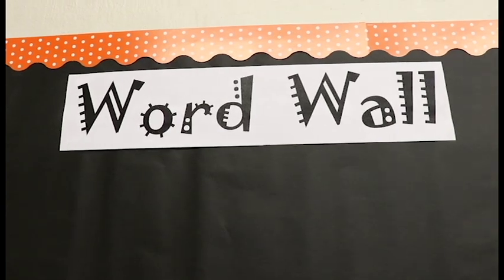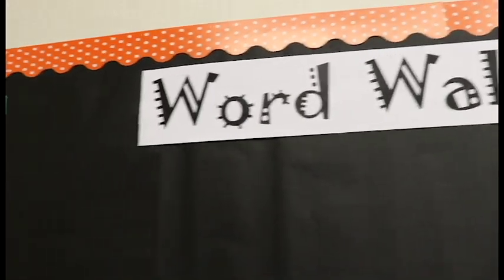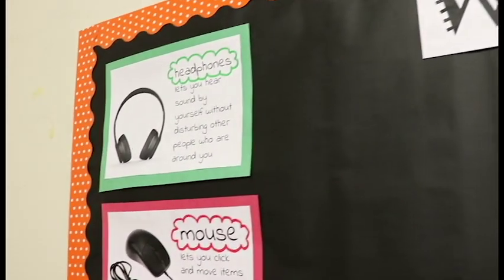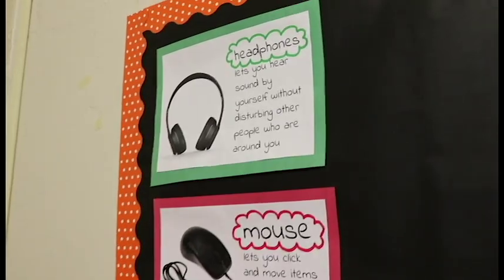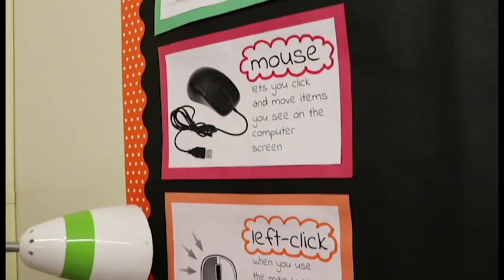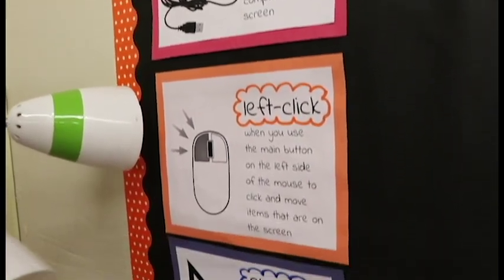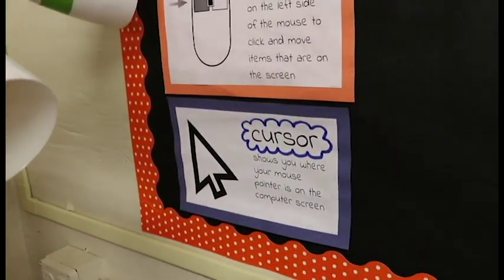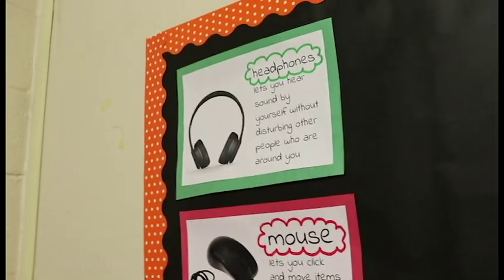So I've got this nice word wall over here. Honestly, if I could change it, I would make the words slightly bigger. I tried to highlight them by surrounding them with color clouds, matching the border, but I feel like for younger kids, I didn't need the descriptions to be that long.